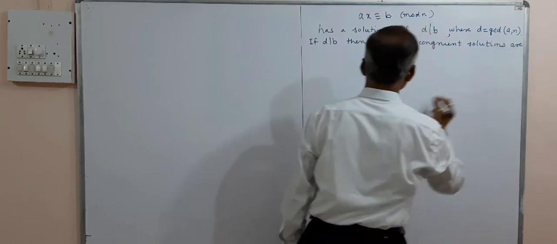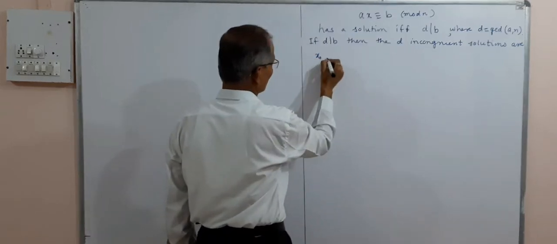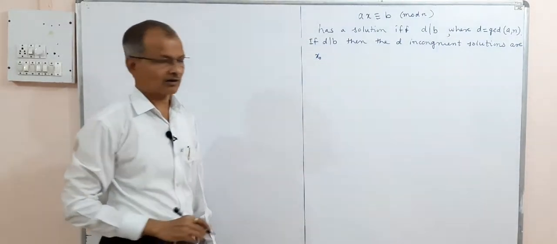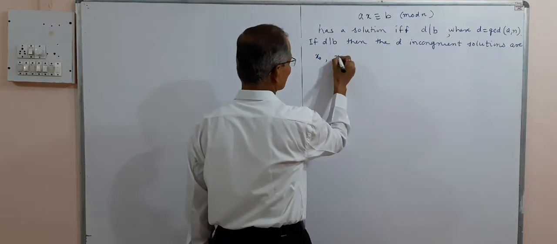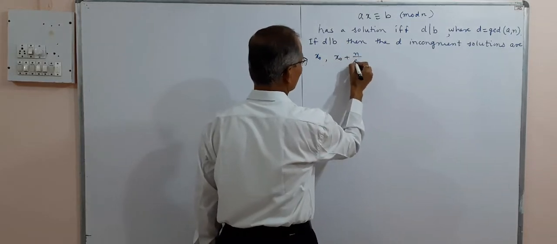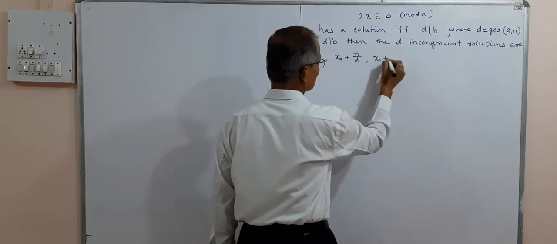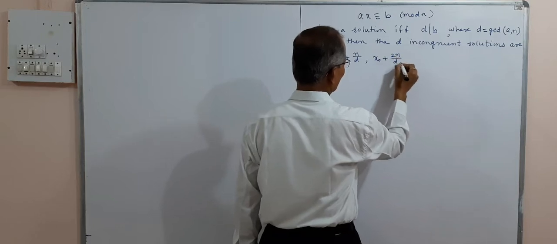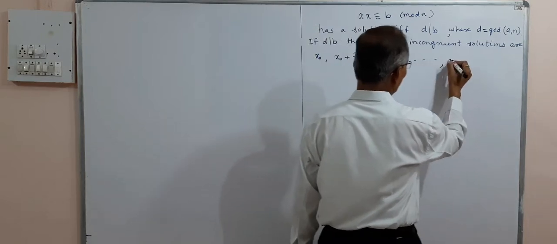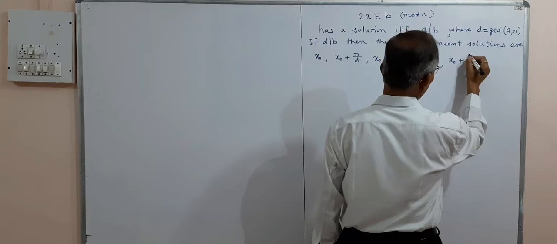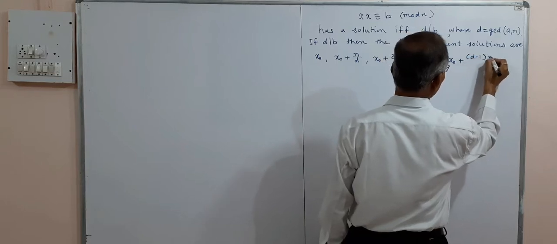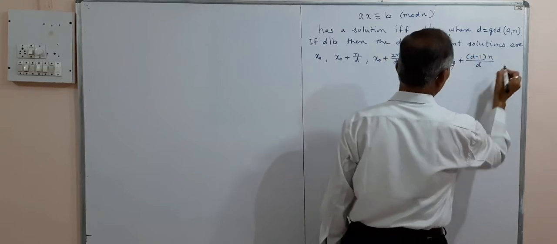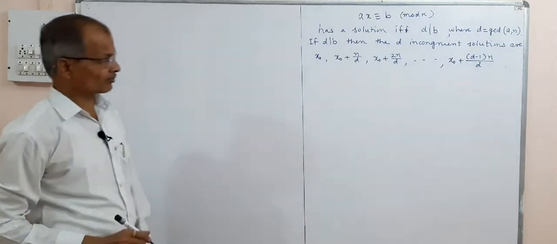are as follows: if one solution is known as x₀, the other solutions are x₀ + n/d, x₀ + 2n/d, and so on. The last is x₀ + (d−1)n/d. This is the theorem that we proved last time.